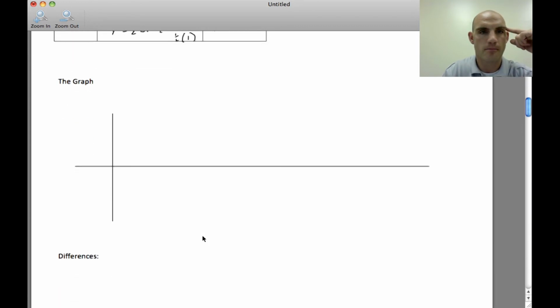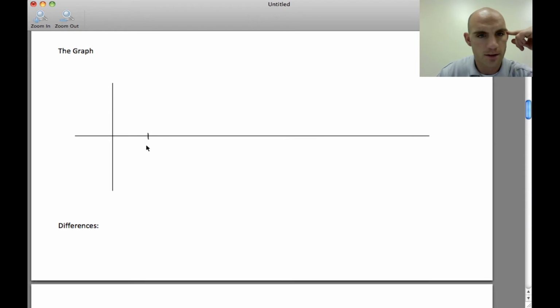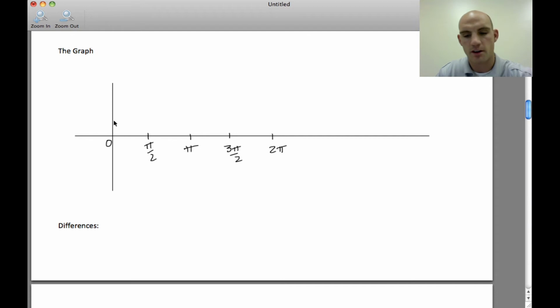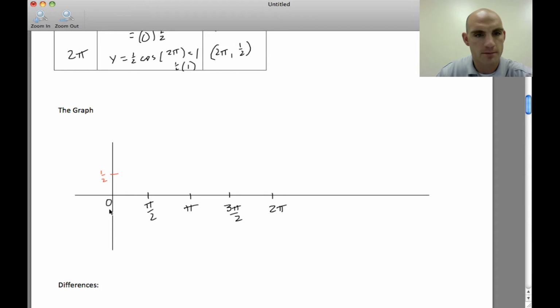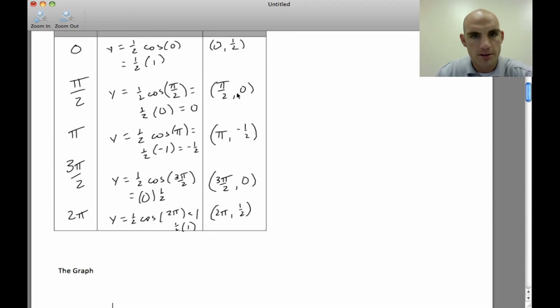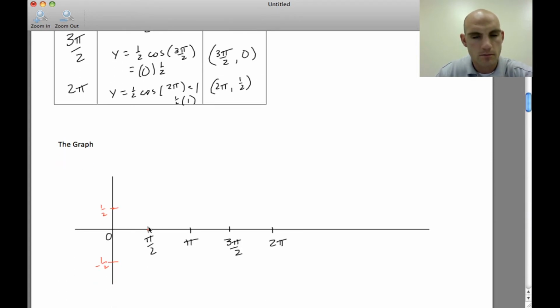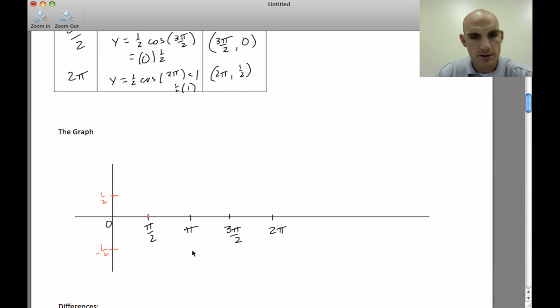Okay, got my points once again. So when I plot this, I'm going to put in my significant values once again: pi over 2, pi, 3 pi over 2, and 2 pi. This is 0, obviously. So I know I'm going to start at 0, comma 1/2. Well, let's look at where that is. Here's 1/2 here, and here's negative 1/2. So I'm going to start here. When I get to pi over 2, I'm at 0. When I get to pi, I'm at my negative value, so I'm down here. And I'm going to continue up this way, plotting my curve, using my points.